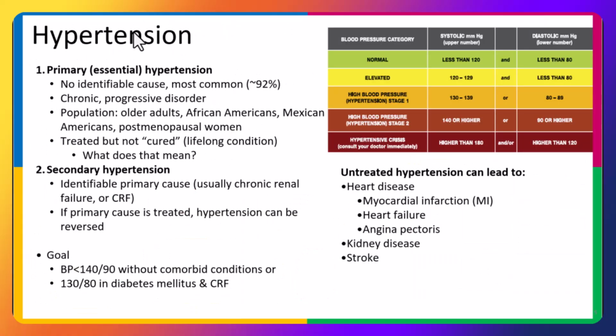Now, looking at hypertension, this is a slide that I would like you to be aware of. When we talk about hypertension, we're talking about high blood pressure. There are two main types, primary or essential hypertension and secondary. Primary is the most common, with about 92% of cases. You don't need to know this number, but just be aware that it is the most common. There's no identifiable cause with primary hypertension, but it is chronic and, if untreated, can be progressive. It tends to be more common in certain populations and is considered to be something that can be treated but not cured.